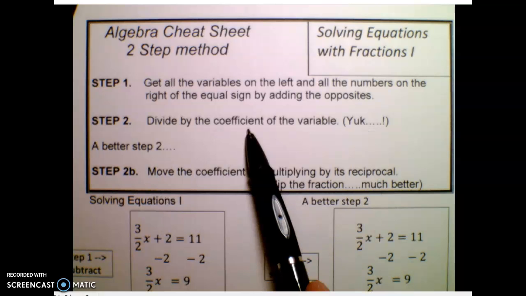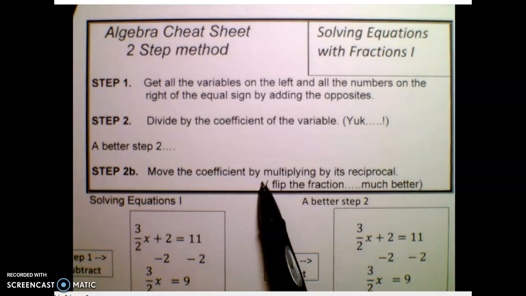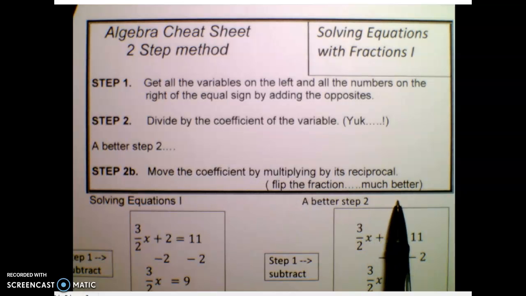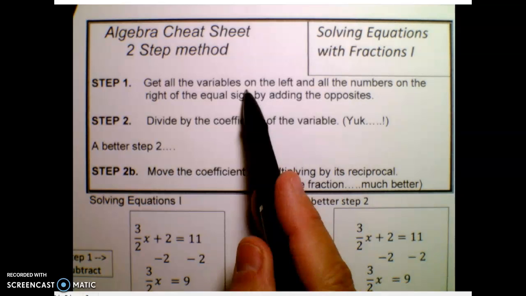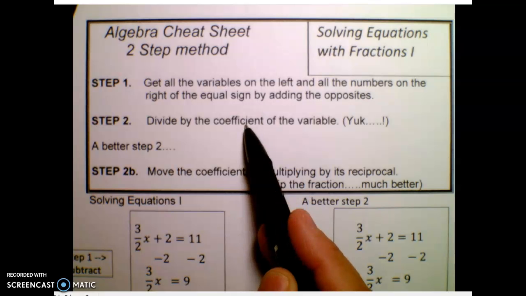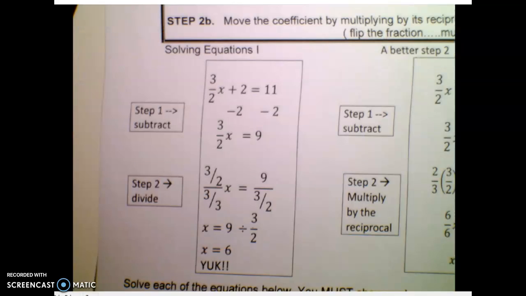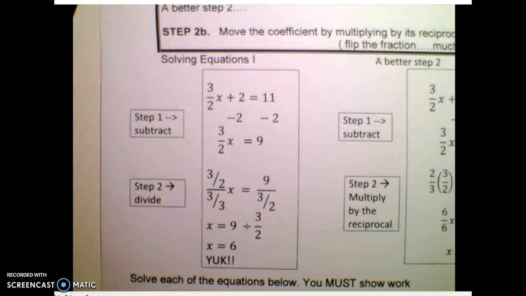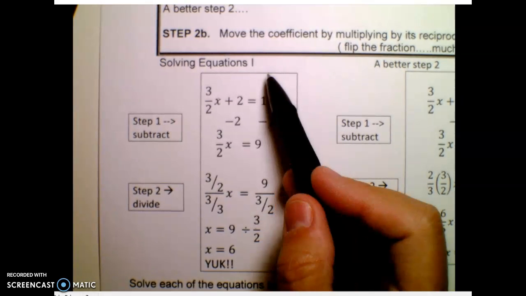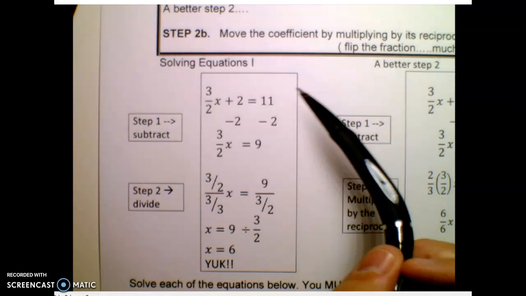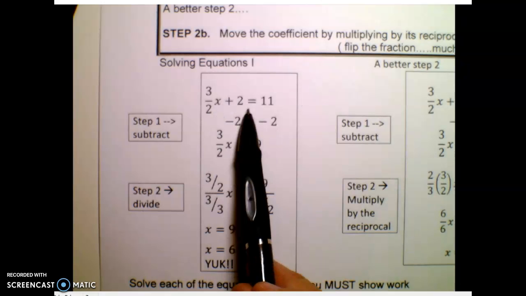So instead of dividing, we can move the coefficient by multiplying by its reciprocal, or flip the fraction. So I'm going to show you what both of those look like. If I followed these steps, this would work. It's just not very pretty. So let me show you what it would look like. So, solving equations using the not very nice method. If I start off, here's my equation.